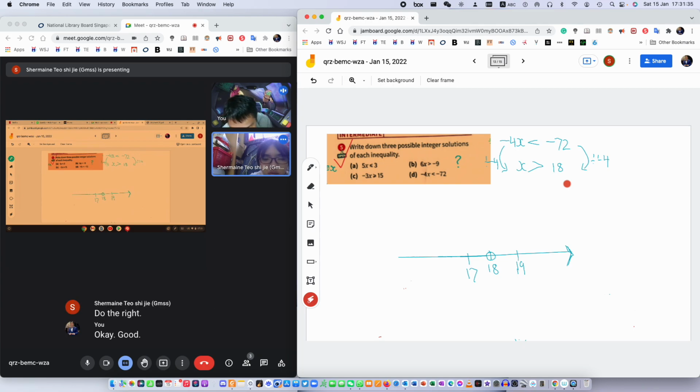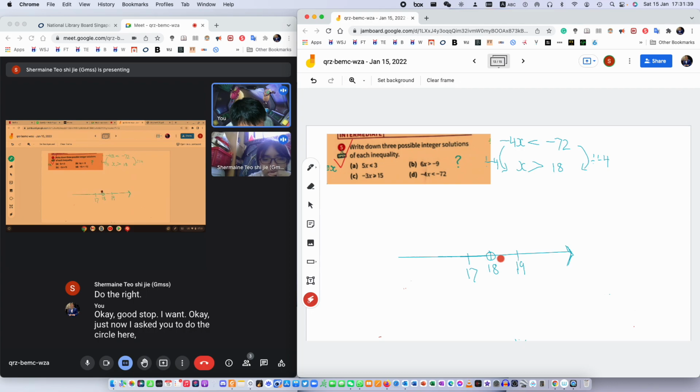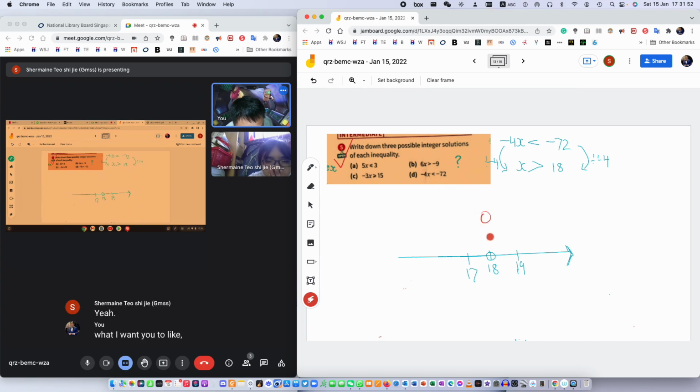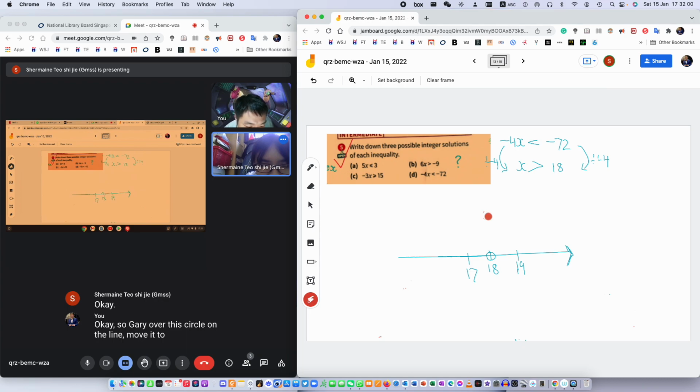Stop. Just now I asked you to do the circle here, right? On the line. Can you see that it looks like there is a plus inside? So from now onwards, I want you to do it just above the line. So get rid of this circle on the line and move it to above.